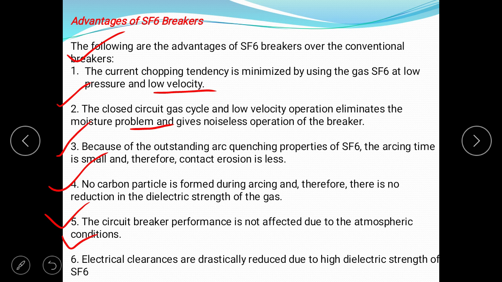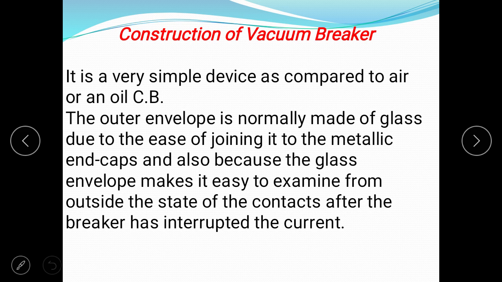Now the next circuit breaker is the vacuum circuit breaker. What is vacuum? Vacuum means no medium. So in this case we eliminate the medium between the contact gap of the circuit breaker.